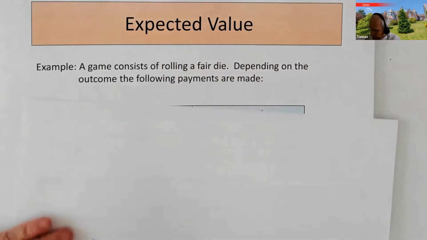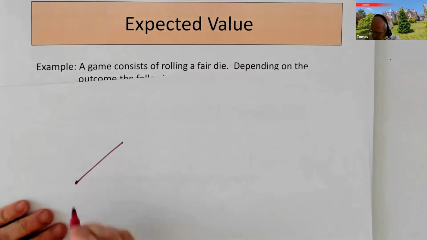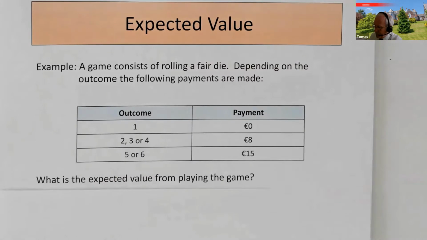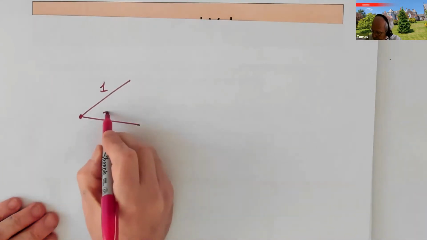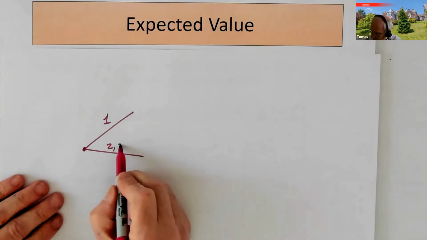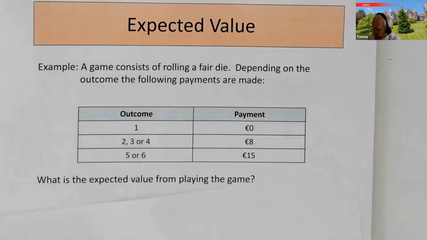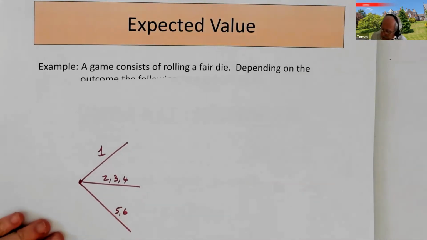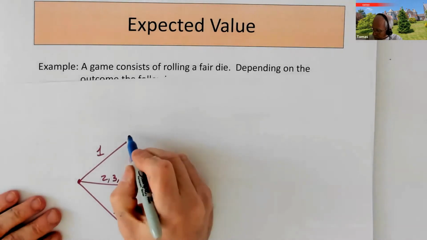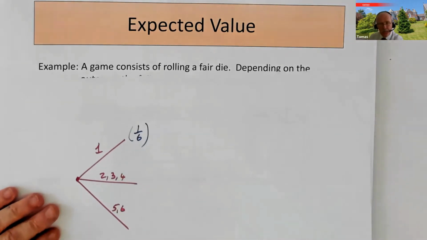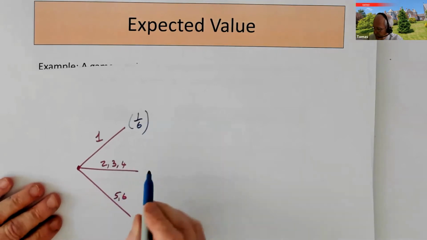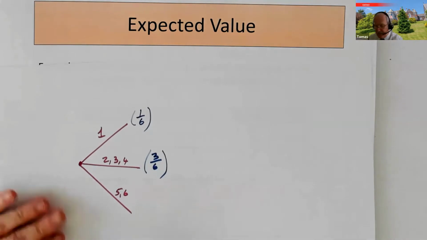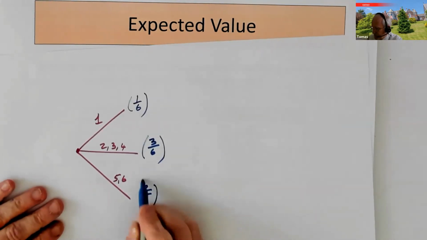In the first outcome, and you can draw this as a tree by starting with a node like that, and just say the first outcome is that you get a 1. The second one is you get 2, 3, or 4. And the next one is that you get 5 or 6. Now, given that this is a die, what's the chance of getting a 1? You might say it's 1 in 6. What's the chance of getting a 2, 3, or 4? Well, there's 3 options. That's 3 over 6. And the chance of getting a 5 or a 6, that's 2 over 6.